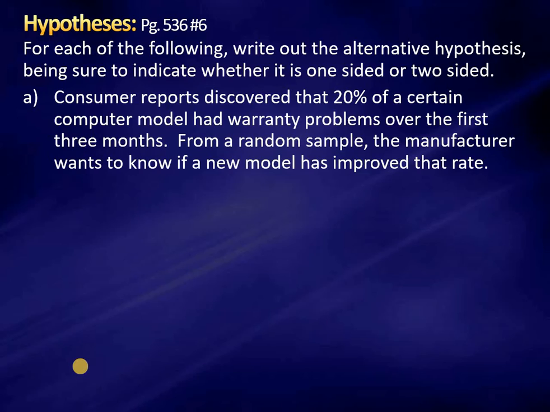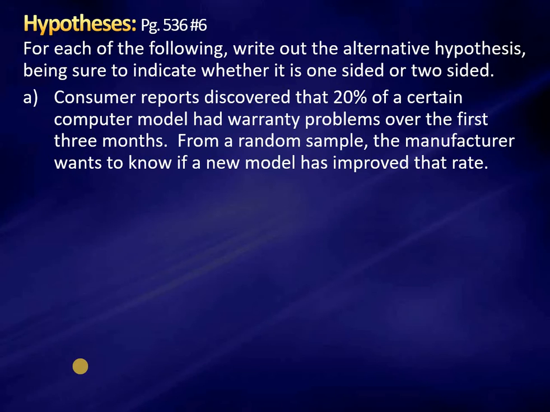And let's talk about P. What would you define P as? Yeah, the proportion of computers that had a warranty problem. Pretty straightforward and simple. So my null hypothesis is always that there is no change. So my null hypothesis would be that P is equal to 0.2.